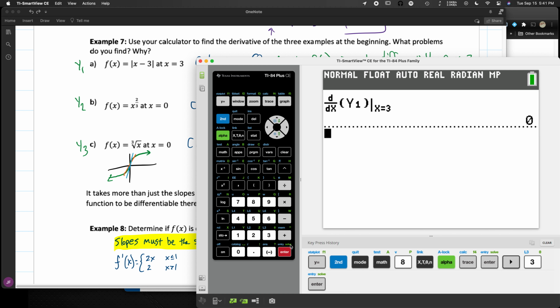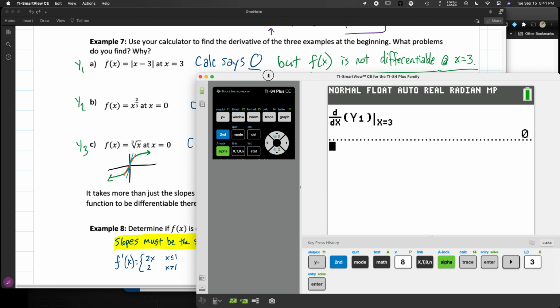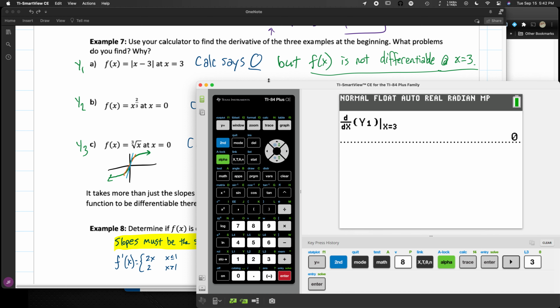All right, and we evaluate, and it says 0, but we know that our function is not differentiable at x equals 3. We saw that in our first example. All right, that's a corner. Okay, but our calculator doesn't tell us that. So what I want you to learn from these 3 examples is to not rely on your calculator all the time, and to actively seek out these pointy places and vertical tangent lines before you start to use your calculator. Okay, or even if you just look at the graph, that would be helpful as well.